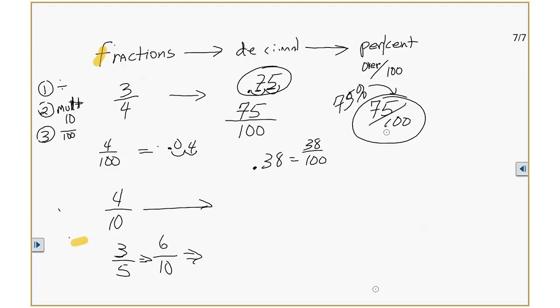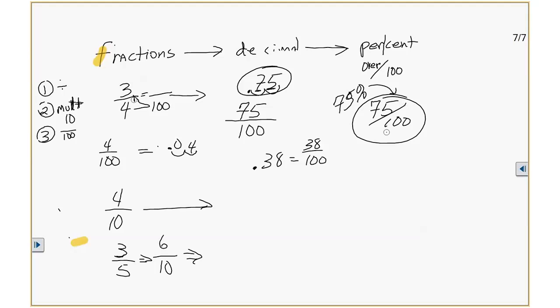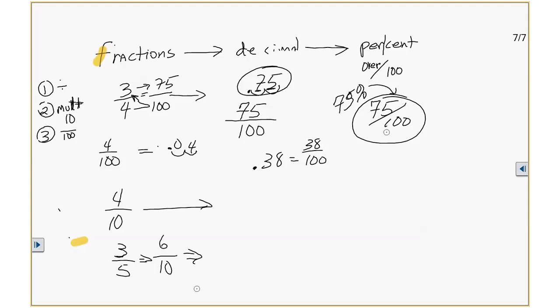So you can go either way. Let's say 3/4. 4 will go into 100 how many times? 25 times 3 is 75. And then 75 over 100 is 75%. You can go either way, depending on what the directions are asking.